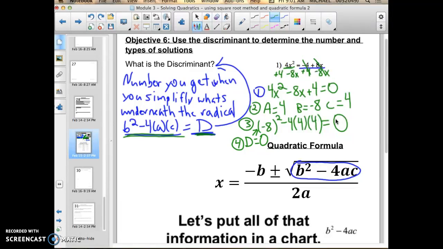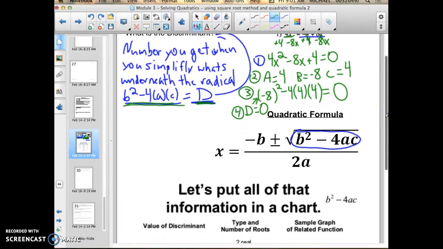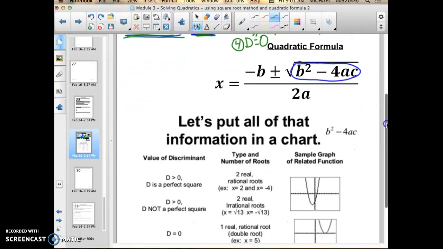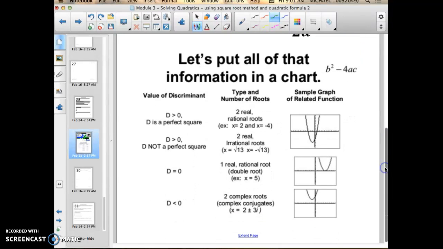That was this, the formula for the discriminant. So I have found that my discriminant equals 0, and so after I do that, I'm going to look at this table down here. And just for reference, I found that D is 0, my discriminant.